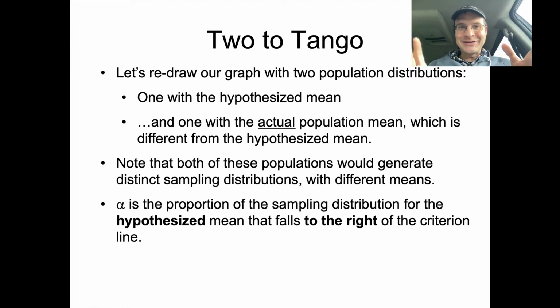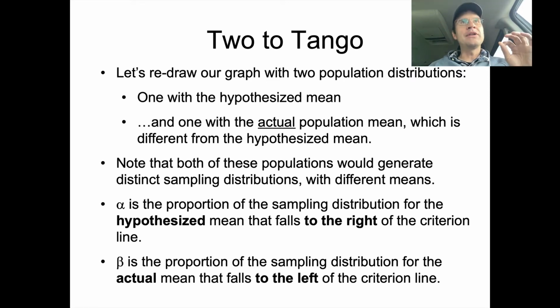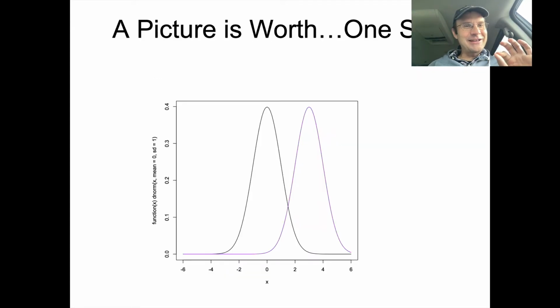There's going to be a lot of words in this slide, but I'll show you the picture on the next slide, and hopefully it will make a little more sense when you see that. And then beta, or the proportion of type 2 errors, will be the proportion of the sampling distribution for the actual mean that falls to the left of the criterion line. So I guess the other crucial part of this that I need to say is that the actual mean is not just different from the hypothesized mean, but it's greater than the hypothesized mean, which is why its entire distribution is shifted over to the right on the graph, which would be, I guess, in this direction for you if you're watching this video. Okay, I'm not going to talk about the picture anymore.